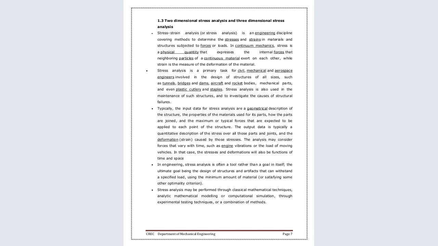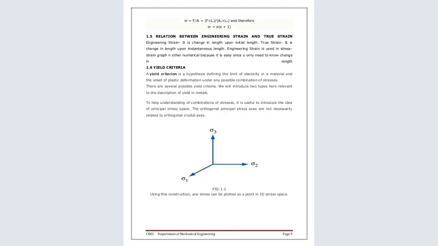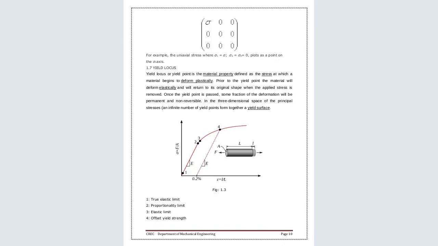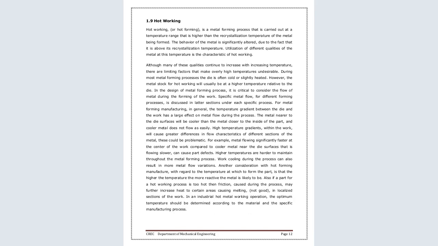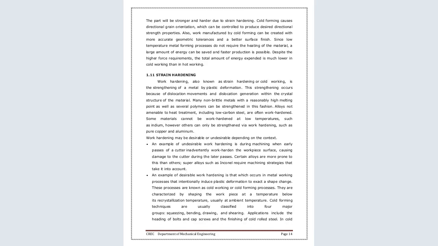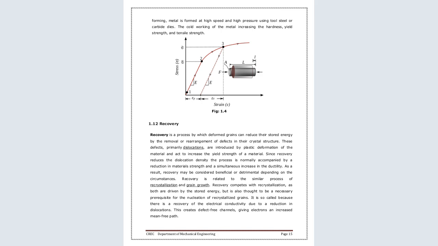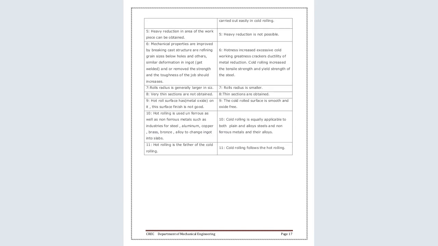The two-dimensional stress analysis and the three-dimensional stress analysis. That is the stress strain analysis, the stress analysis, and the typical. So all these things, you will need to go through them. Yield criteria, you can see how to calculate. Now we have formulas here and theories. Hot working, you see it is explained there. Cold working, we had talked about it. Strain hardening, and then recovery, we have said that is the strain recovery, the grain growth, recrystallization, and grain strain.